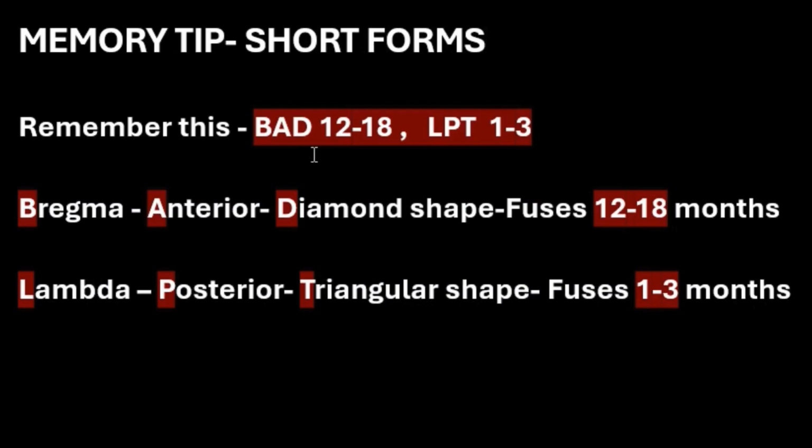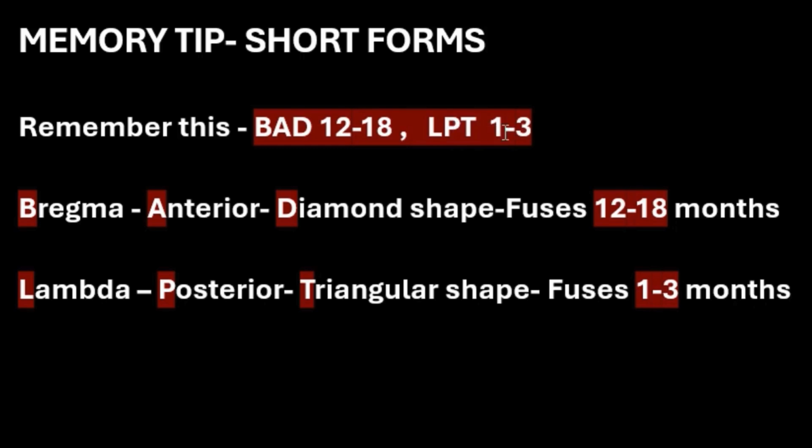Here is the code for you. Bad 12 to 18. So this is the teenage. Teenage is a bad time for controlling for the parents. So bad 12 to 18, I just connected it like that. You can use your own method also. For me, I just added like this. Bad 12 to 18. LPT 1-3.